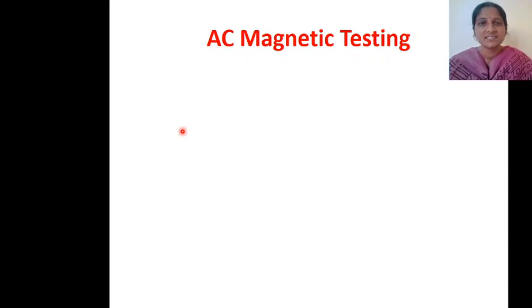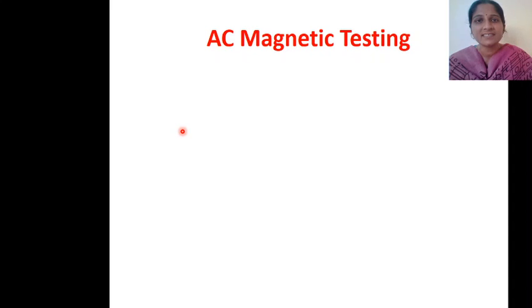Good morning, students. In the last class, we discussed the determination of the BH curve. In today's class, I will explain what AC magnetic testing is. This AC magnetic testing is used to determine the iron losses.